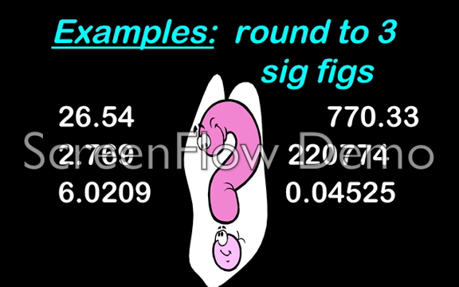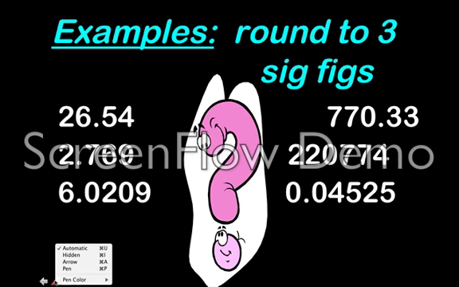In the last segment, we were talking about how to round some numbers to 3 significant figures. We picked 3 as an arbitrary number, but it's pretty common to work with. We discussed that you would round 26.54 to 26.5 because the 4 isn't great enough to make the 5 round up. We talked about 2.769 would round to 2.77 because this 9 was bigger than 5, so it makes this 6 round up. So 2.77 would be 3 significant figures.